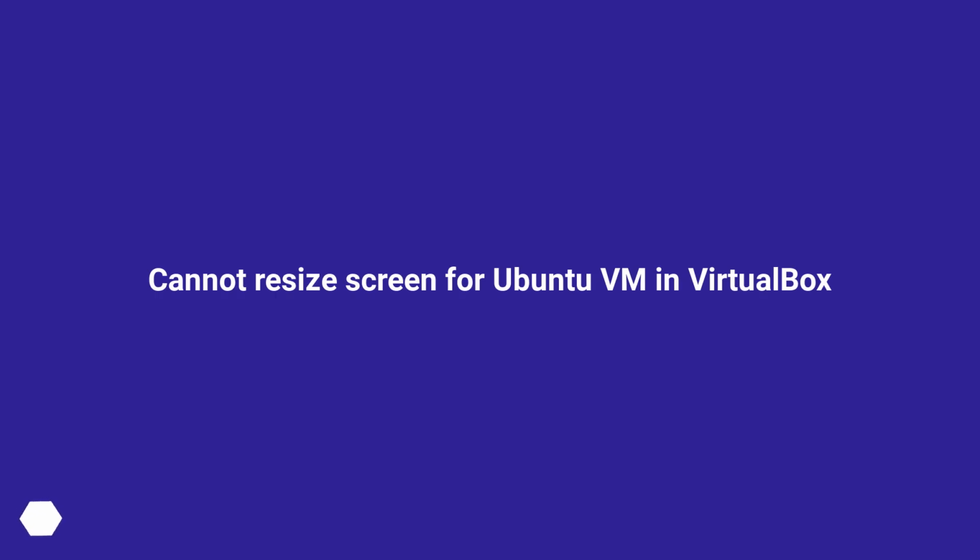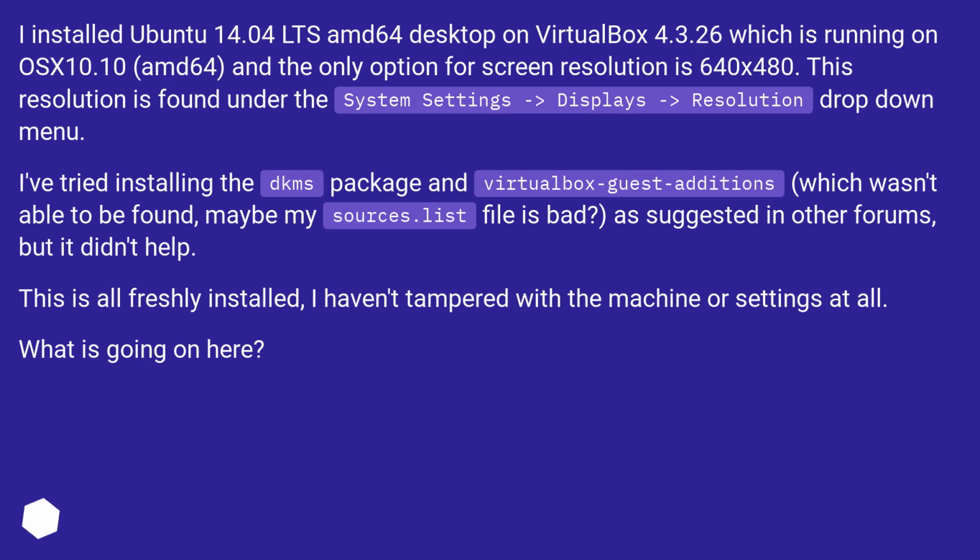Cannot resize screen for Ubuntu VM in VirtualBox. I installed Ubuntu 14.04 LTS 64 desktop on VirtualBox, which is running on OS X 10.10 64, and the only option for screen resolution is 640 by 480. This resolution is found under System Settings > Displays > Resolution, drop-down menu.